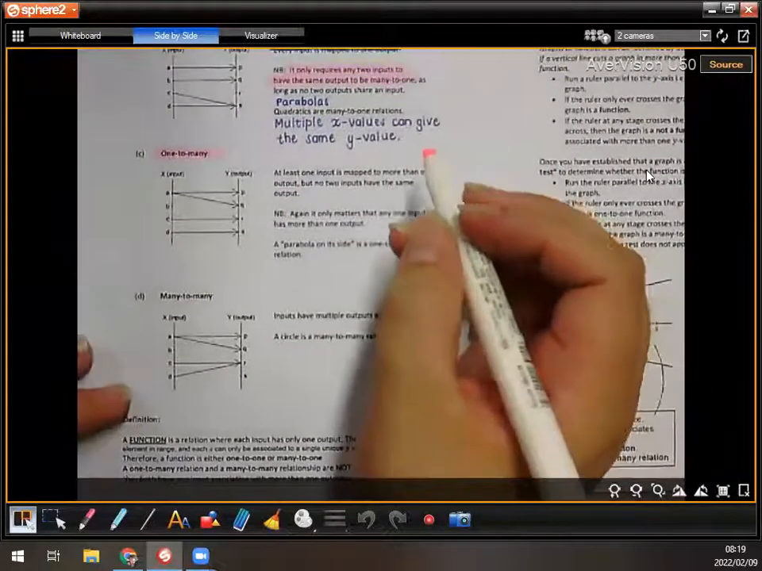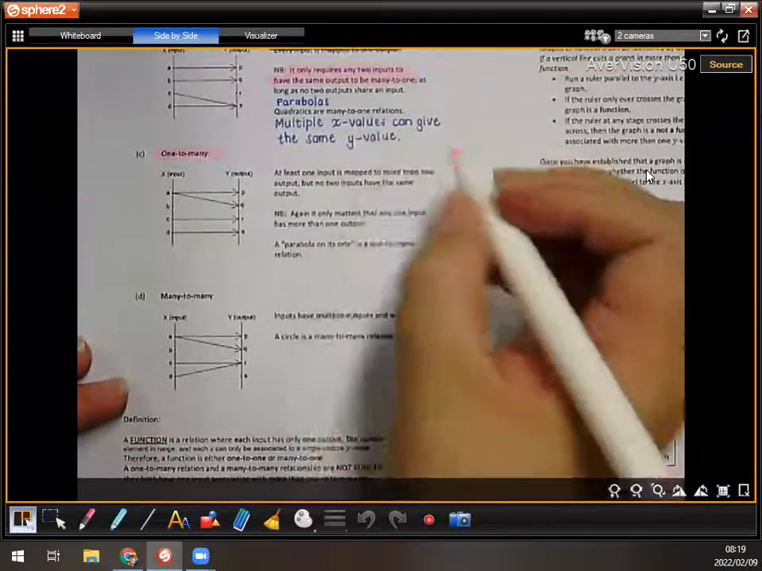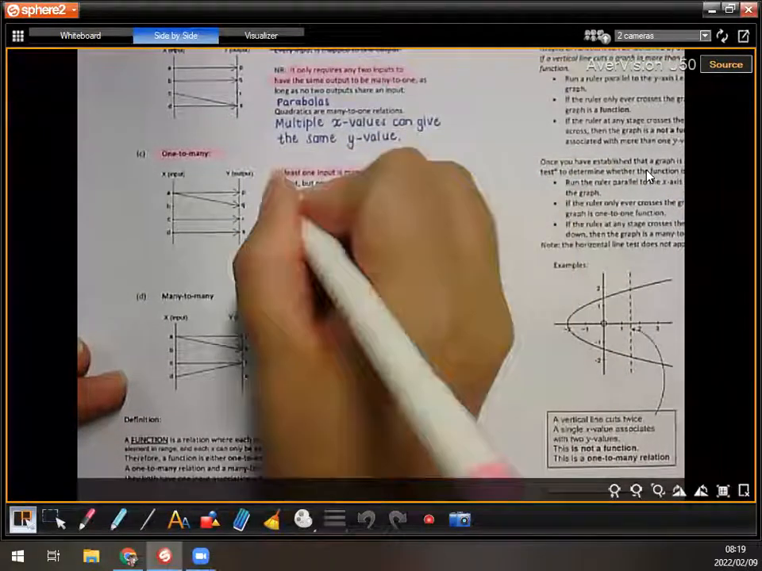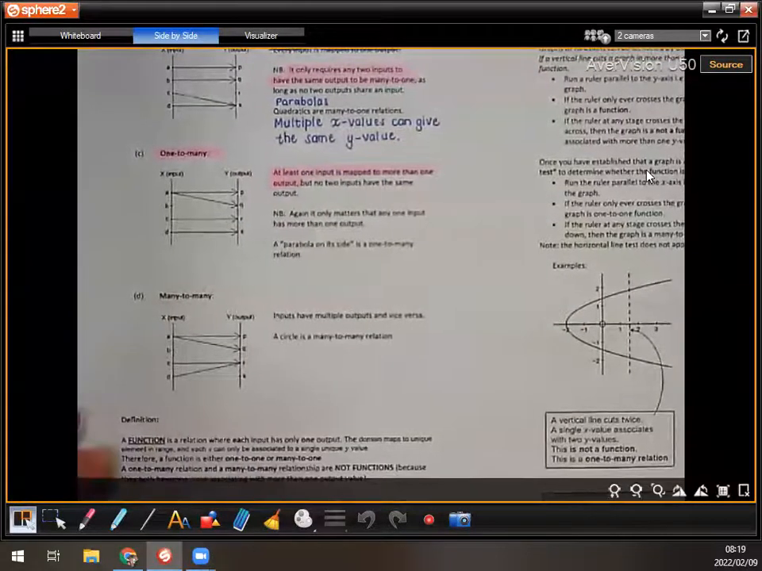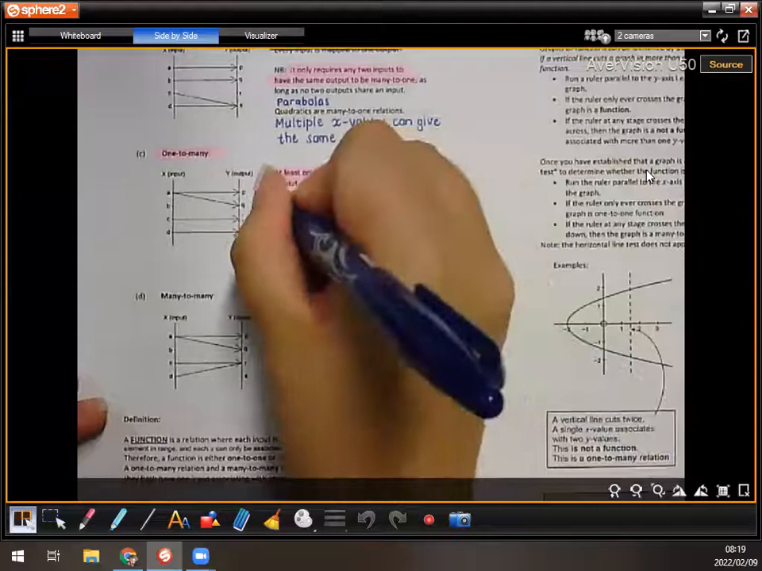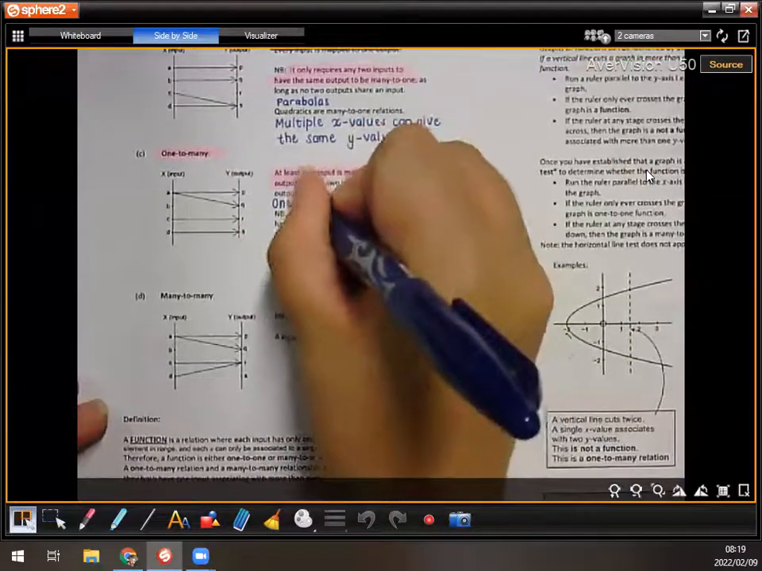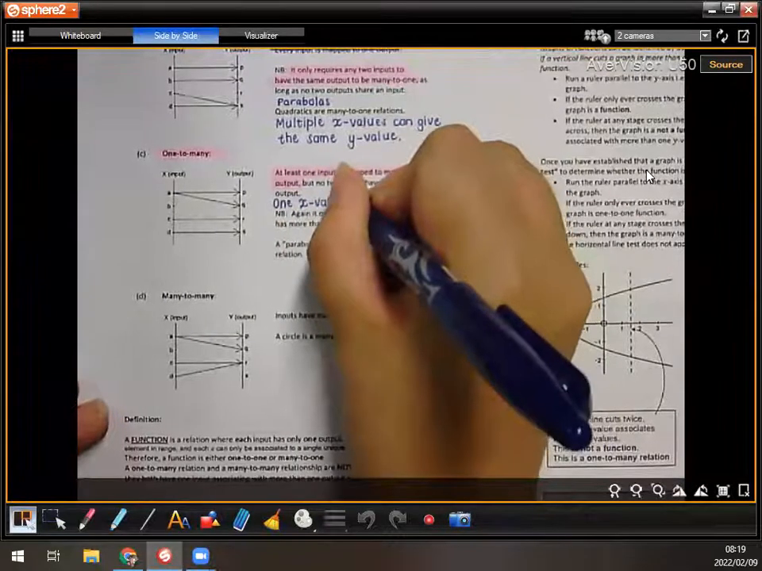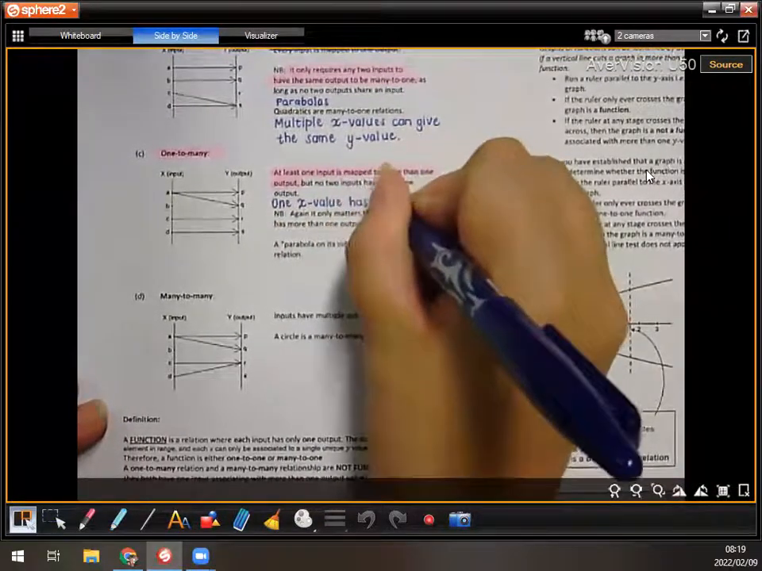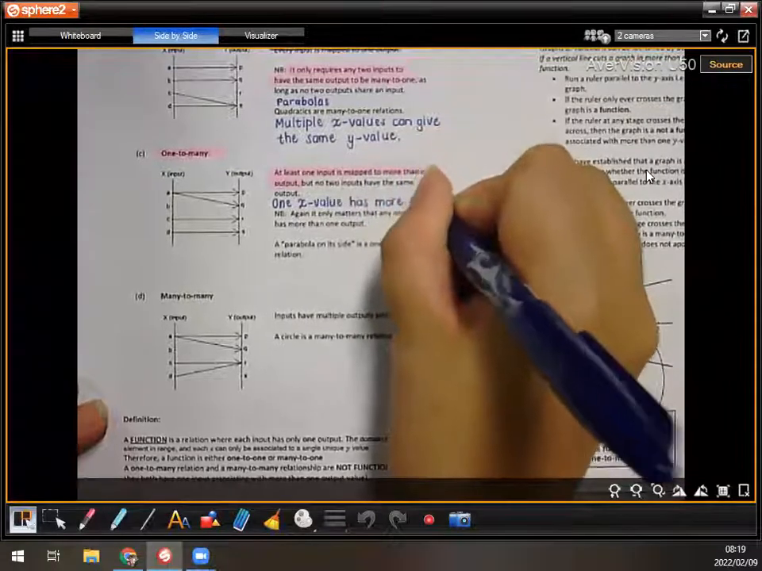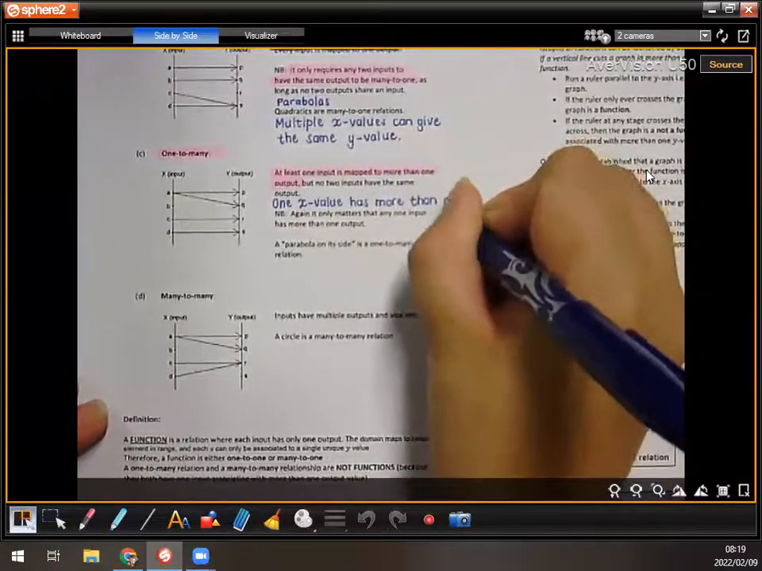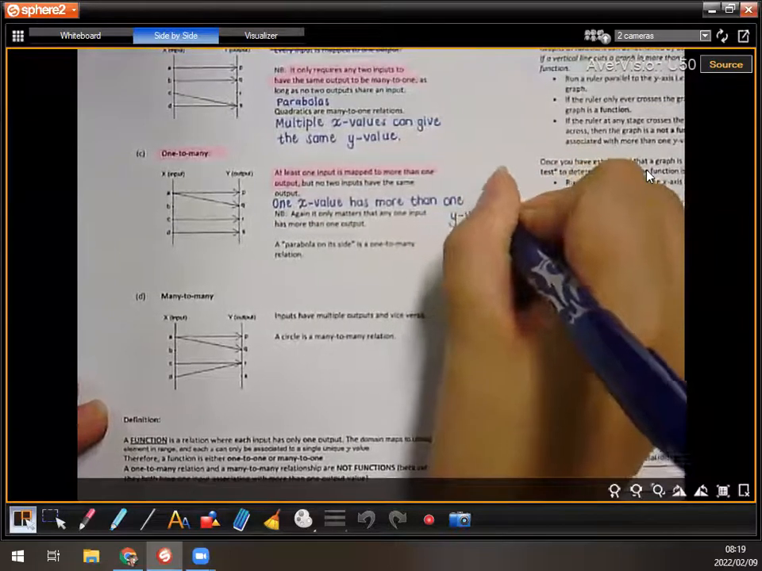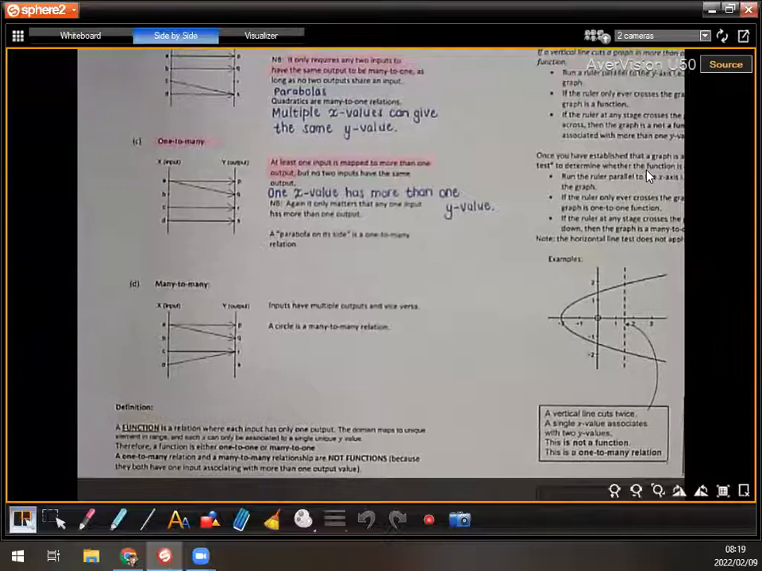So we can highlight that there. At least one input is mapped to more than one output. All right, so we can add one x value has more than one y value. And then they're saying there at the bottom, a parabola on its side is going to start with.